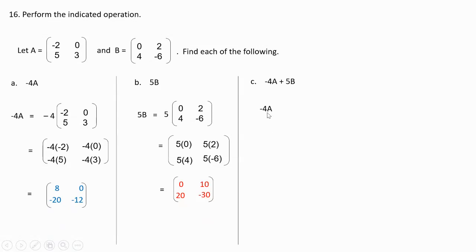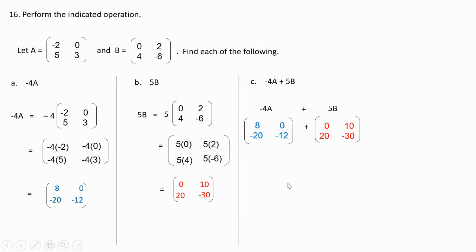So this is my negative 4A, right? It was here in blue. It was 8, 0, negative 20, negative 12, plus 5B, right? It's going to be 0, 10, 20, negative 30.